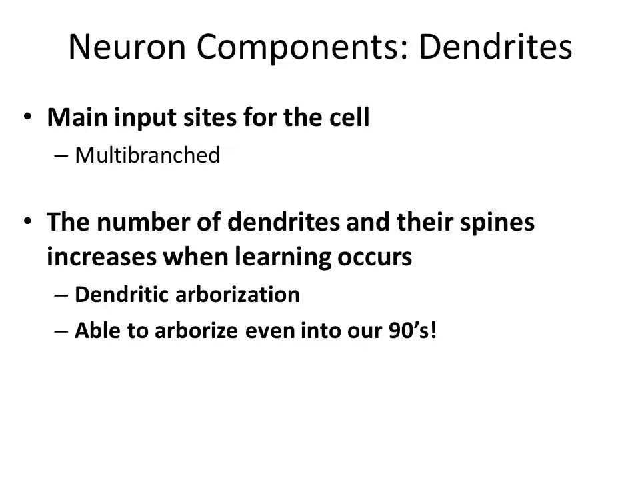The number of dendrites, as well as the number of the dendritic spines, increases when you learn something new. This is called dendritic arborization. Again, it's called a dendritic tree. If you have a group of trees, you have an arbor, and that's why it is called dendritic arborization when there's increased number of branching taking place.